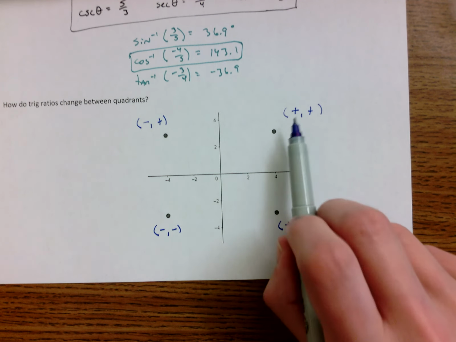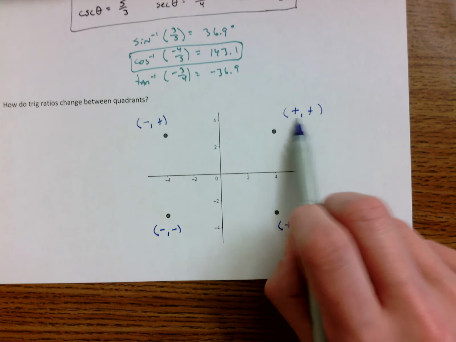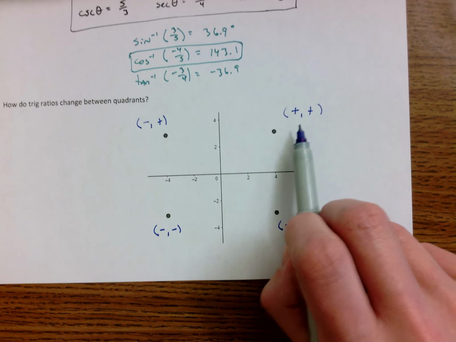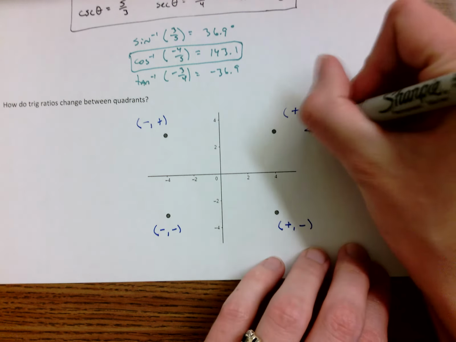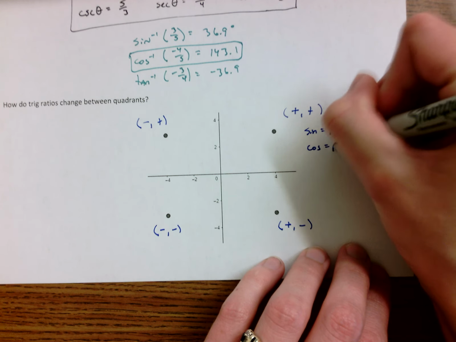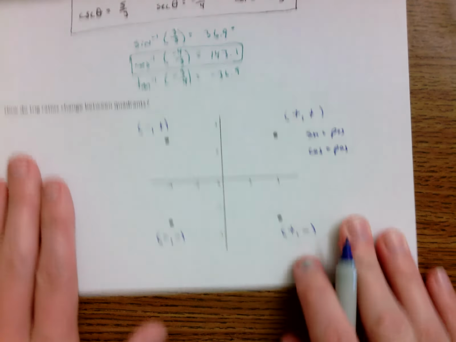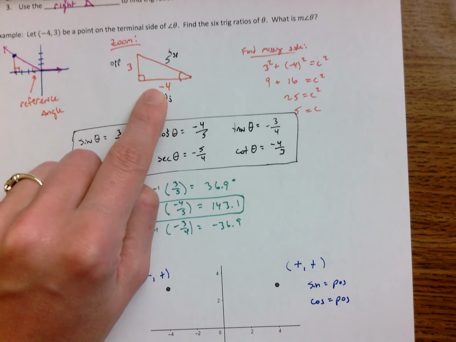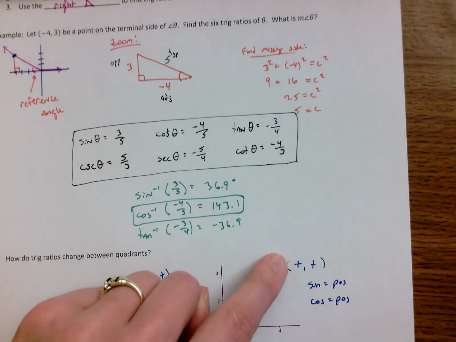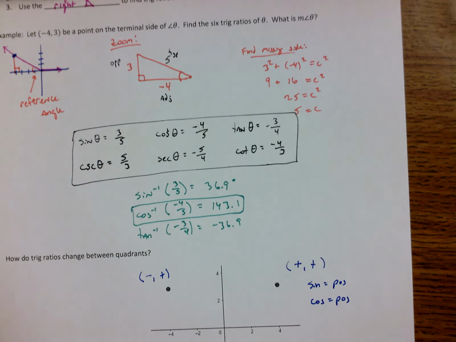Well, in this quadrant, you're going to get a positive number for both your sine and your cosine. So your sine is going to be positive and your cosine is going to be positive. That should be pretty instinctive, because if we set up our triangle, they'd both be positives. So when you simplify, it's going to stay a positive.